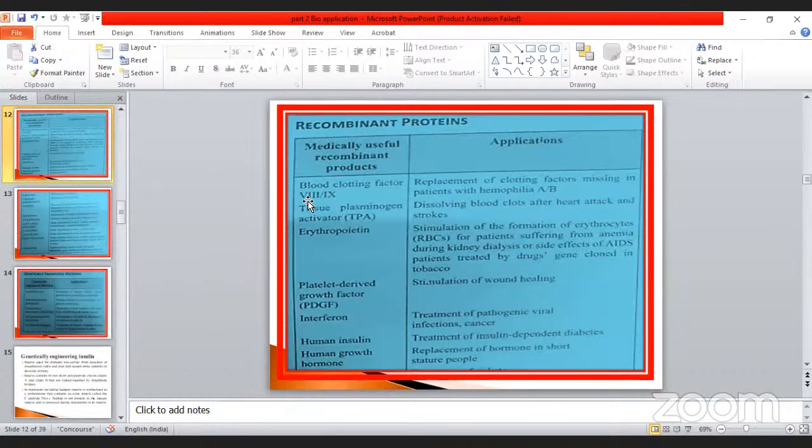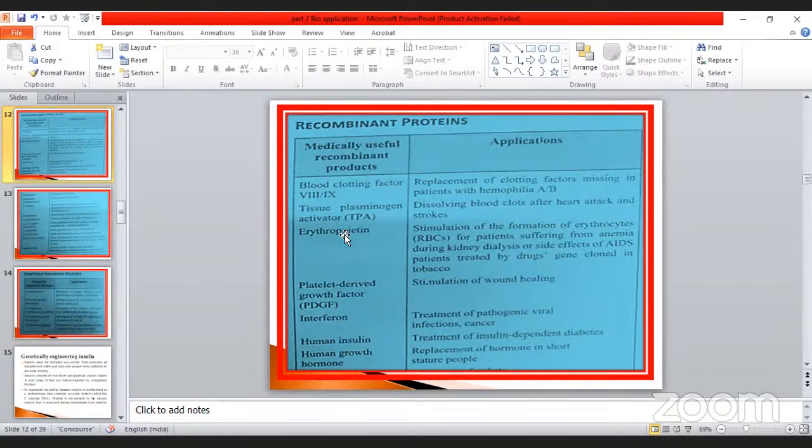8th factor and 9th factor. So what is the application of this one? The replacement of the clotting factor missing in patients with hemophilia A and B. Already you know a little about that. One more is the 11th factor, which is also missing here. But except the 11th factor, there are 2 factors involved in hemophilia A and hemophilia B. Hemophilia A is responsible for clotting factor 8, and B is responsible for the 9th one. It is one of the therapeutic medicinal usages.